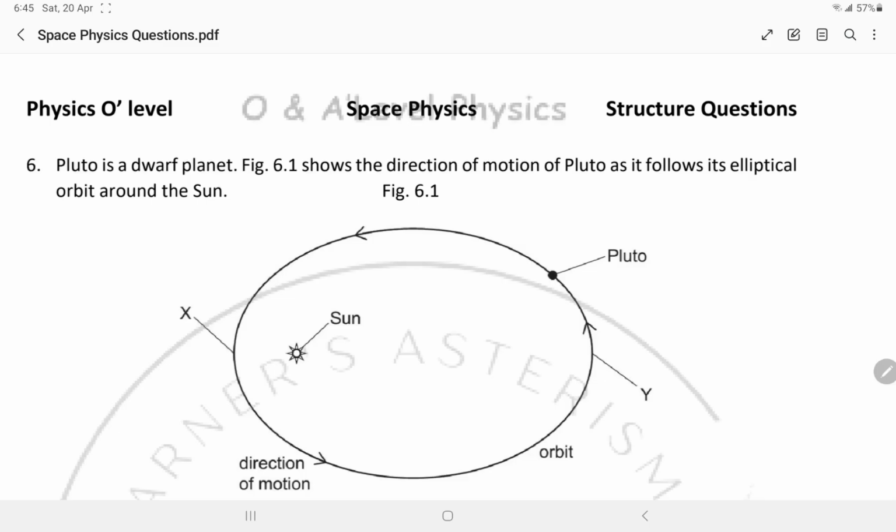Assalamu alaikum dear students. Today we will solve some more questions regarding space physics. Let's start. This is question number 6. The statement of the question is, Pluto is a dwarf planet. Figure 6.1 shows the direction of motion of Pluto as it follows its elliptical orbit around the Sun.